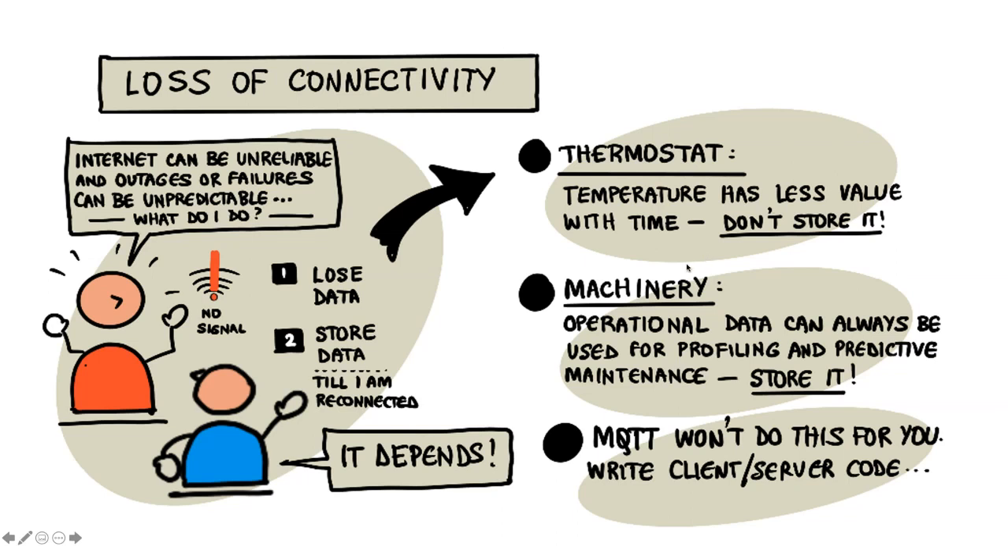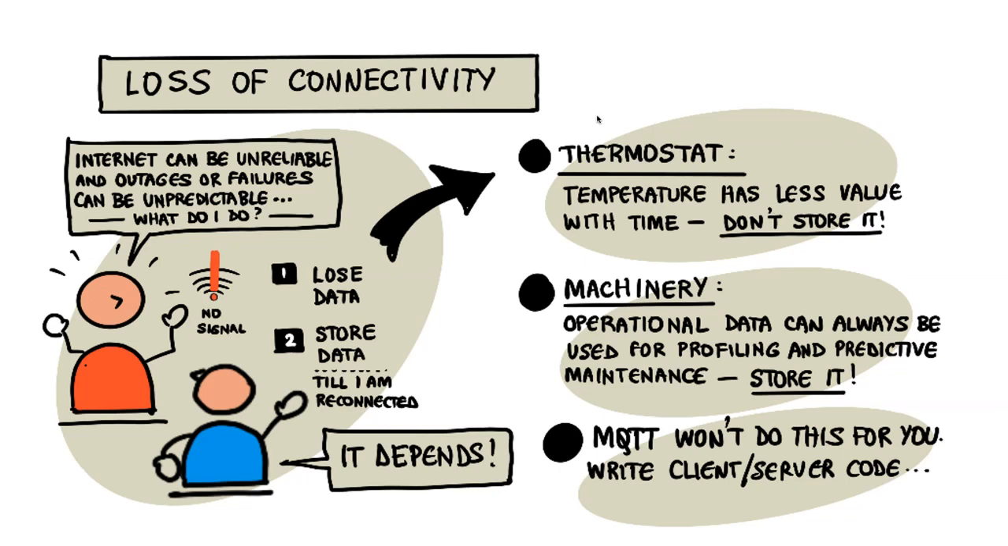Same with loss of connectivity. What do you do with it? Do you care? Do you need to store the values? Should your IoT device store all the temperature values and then send them to the cloud? If all you care about is turning your heating system on and off, probably not. If you want to do analytics on the data, then you probably do want to send it. So again, it depends on your use case.